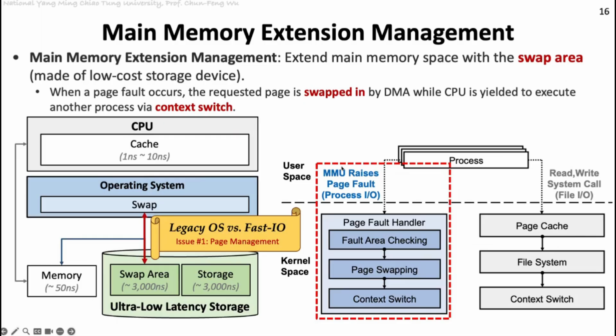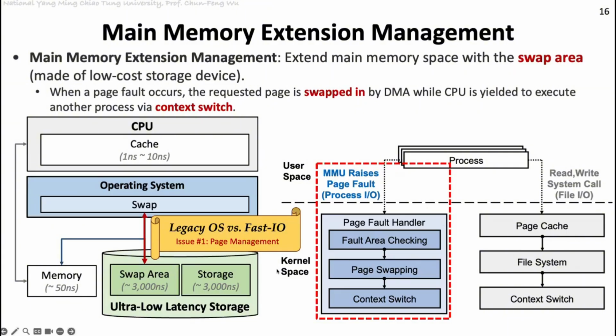The first one is when the MMU raises a patch fault, because the data is not in the memory. Usually the data is in the storage device, so we are going to get the data back from the storage device. Then when the MMU raises a patch fault, the CPU will jump into the kernel and run the patch fault handler. There are usually three main steps inside the patch fault handler. First of all, we check where the fault is, so the fault area checking, and then we do the patch swapping.